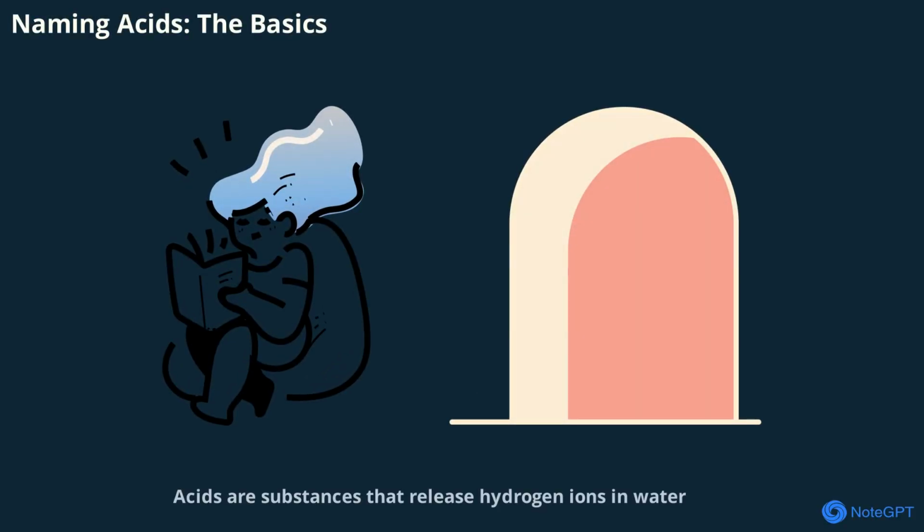Acids are substances that release hydrogen ions in water. You can recognize them because hydrogen is the first element in their formula. There are 2 main types of acids, binary acids and oxyacids. Each type has its own naming rules, which help chemists quickly identify the composition and structure of the acid.